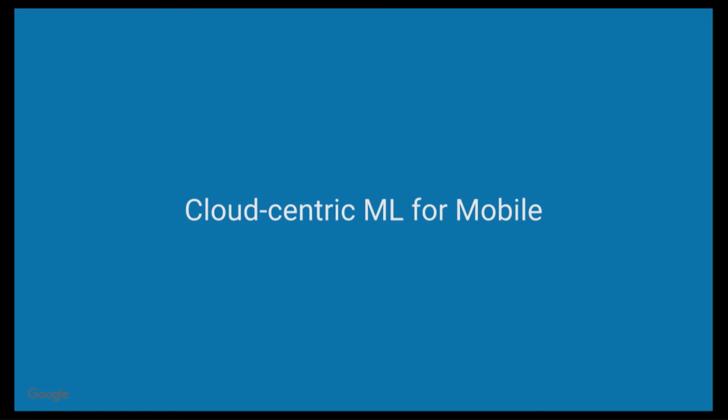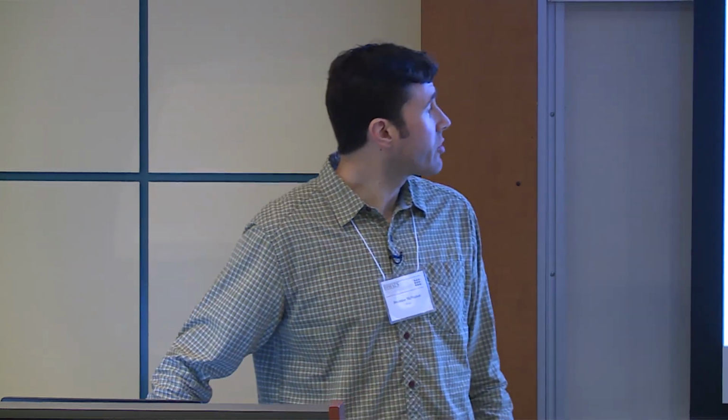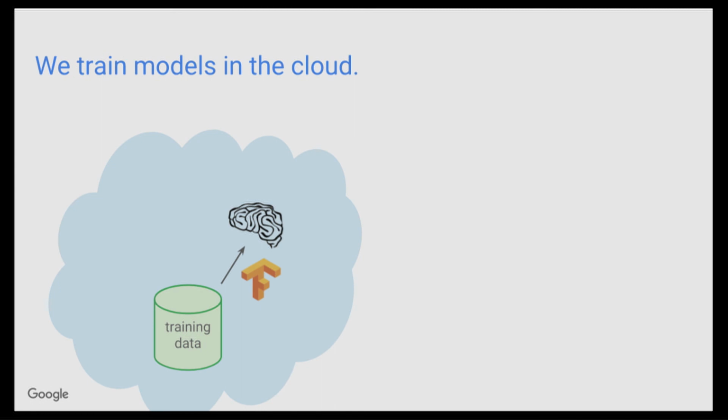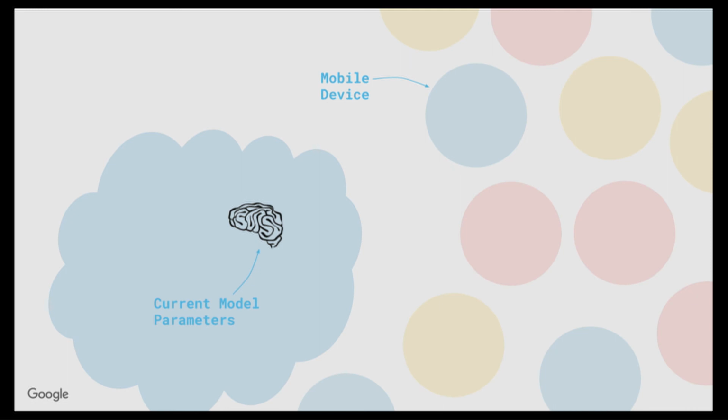Before I get into that, I want to step back and say, what does the cloud-centric machine learning workflow for mobile devices look like as it's typically done? We start with current model parameters in the cloud. And we have some training data, and so we train that model based on the data that's available in the cloud. And then we've got a bunch of mobile devices, these circles here, that come along, and they want to use that model to make predictions.